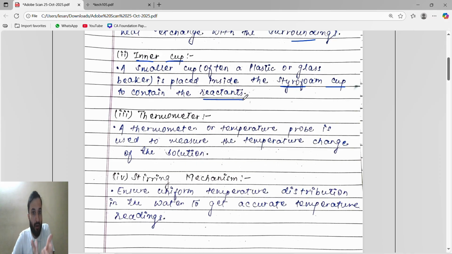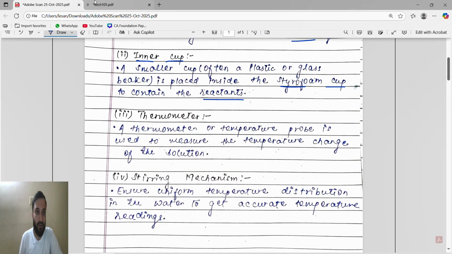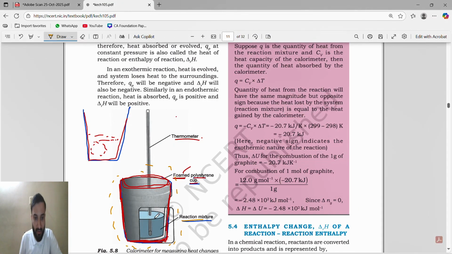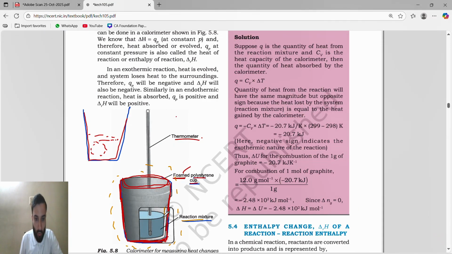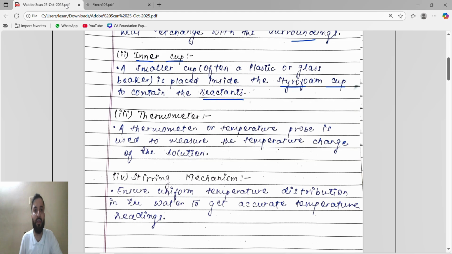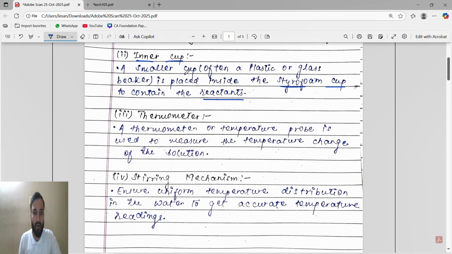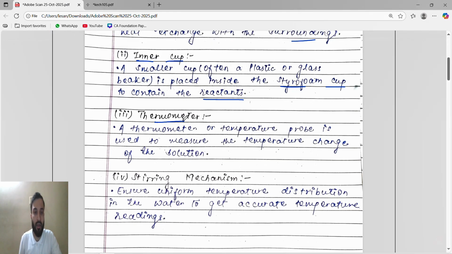So the inner cup, in that we will put the reactants. This reaction mixture here you can see. There is one more cup we have inside. In this we will put the reaction mixture. Reaction mixture is nothing but reactants. Okay. So now what will happen?